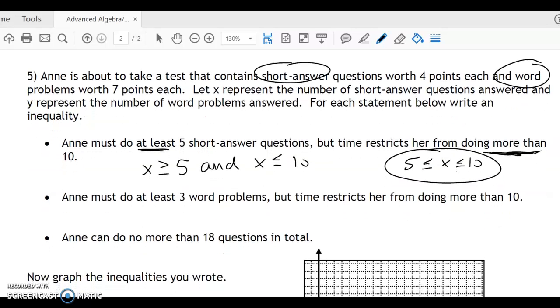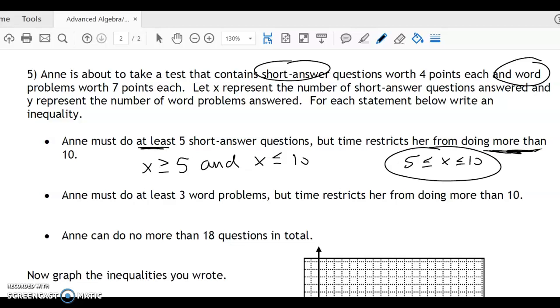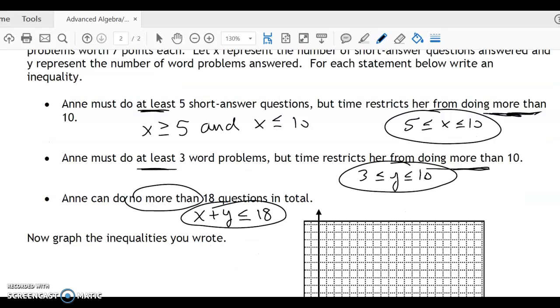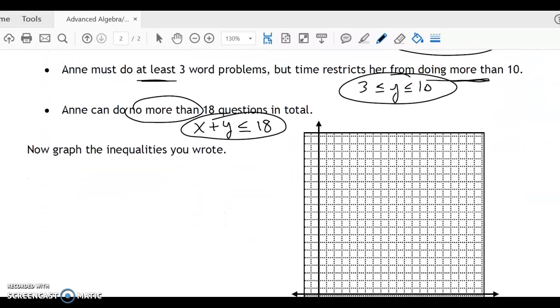Next bullet point. Ann must do at least 3 word problems, but time restricts us from doing more than 10. Similarly, we have 3 less than or equal to y less than or equal to 10. And the last bullet point, Ann can do no more than 18 questions in total. So x plus y must be less than or equal to 18. Now we have 3 inequalities for our system, and we're going to graph all of those.